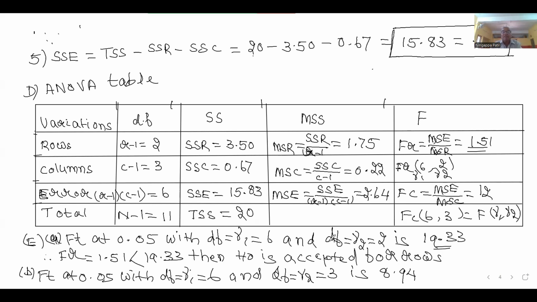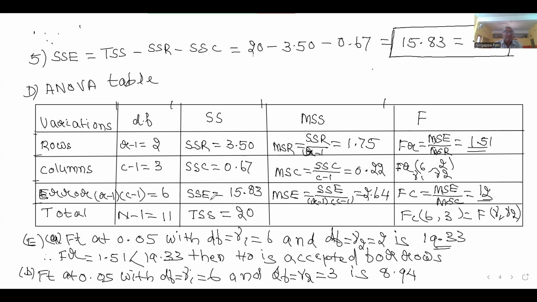Okay, remember that. Then next, my dear students, look here, FC. FC is equal to MSE divided by MSC if MSE is greater. If MSE is smaller, then MSE is in the numerator. Look here, MSC is 0.22 and MSE is 2.64, means MSE is greater. So MSE is in the numerator, 2.64, and the denominator MSC, divided by 0.22. 12 you are getting.